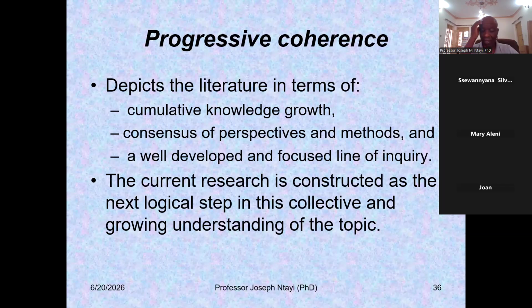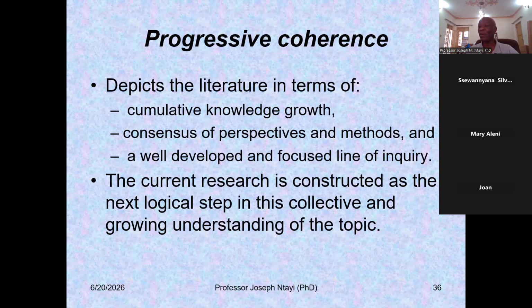So as you can see, that is a field. In other words, when you're using progressive coherence, you give us historical development so that the current research is constructed as the next logical step in this collective and growing understanding of the topic that you are investigating, ladies and gentlemen. So as you can see, progressive coherence here emphasizes 3 characteristics, ladies and gentlemen. First, there's what we call cumulative knowledge growth. Knowledge builds over time rather than emerging suddenly. So one field builds on the other.